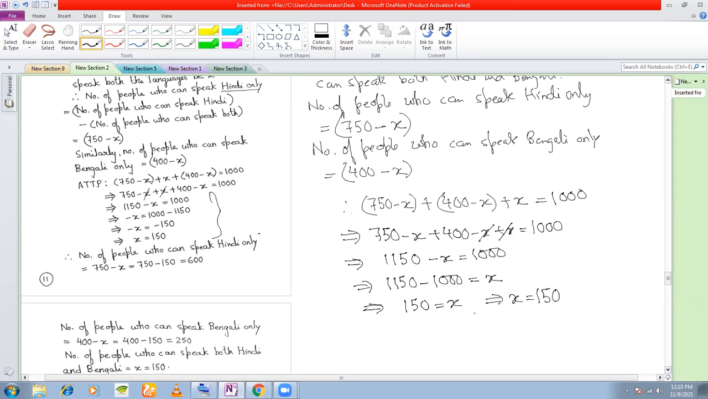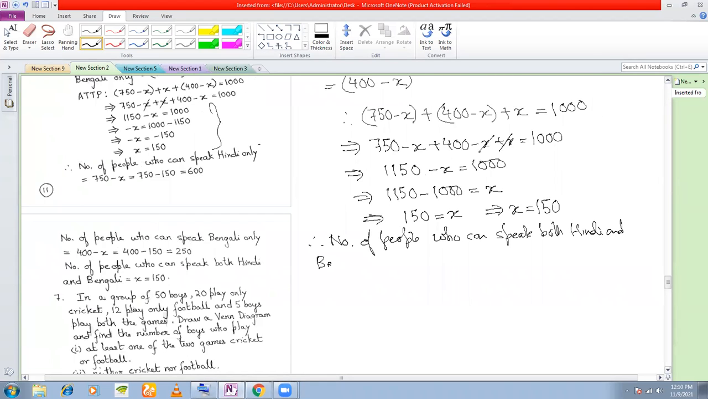So how many people can speak both the languages? Therefore, number of people who can speak both the languages, both Hindi and Bengali, is equal to x is equal to 150.